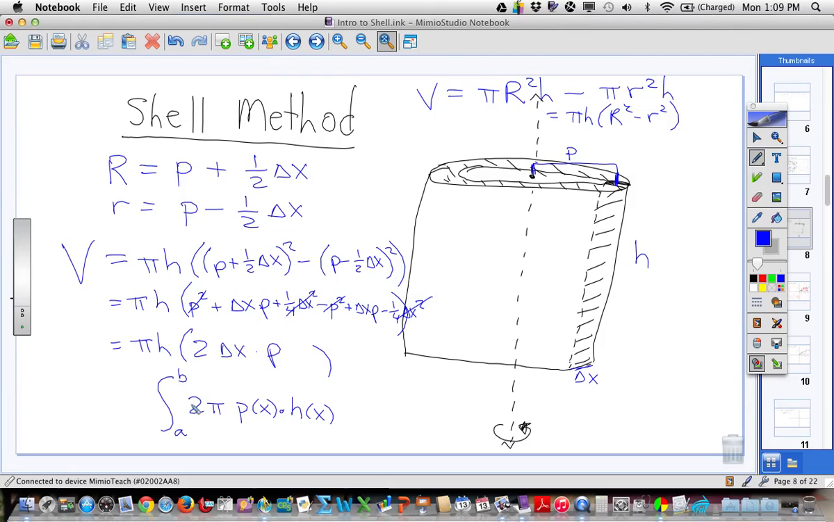You can pull the 2 pi in front. I usually will when we do these problems. There it is. That's our formula for this new thing. It's a pretty simple formula. But the key then is what is P and what is H. So we're going to write that down.